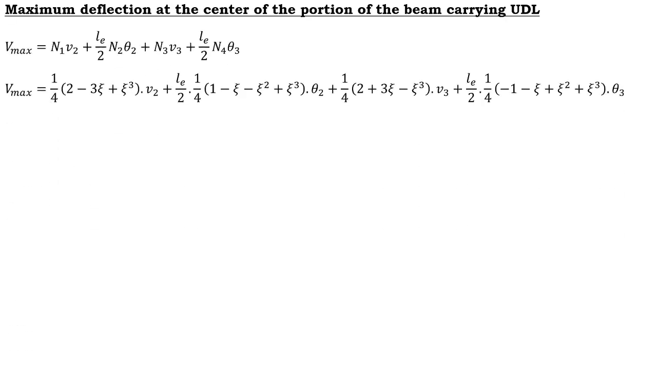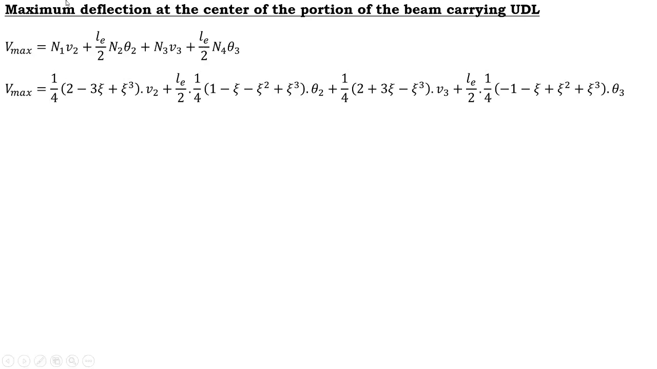Now after this, he has asked you to calculate the maximum deflection at the center portion of the beam where the UDL is carrying. For that we know the Vmax equation, the displacement at any random distance, V equal to N1 V1. With the help of the shape function, we put N1 V2, because I need to consider the force displacement associated with the second element, which is subjected to UDL. So it is N1 V2 plus LE by 2 N2 theta 2 plus N3 V3, and similarly LE by 2 N4 theta 3.